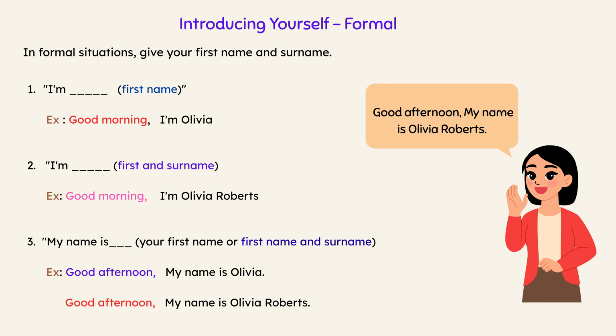Now let's see how to introduce yourself in formal situations. In professional or polite settings, it's best to use your full name or first name clearly. You can say, I am Olivia, just your first name. Or, I am Olivia Roberts, your first and last name. You can also say, my name is Olivia, or my name is Olivia Roberts. These phrases are perfect for job interviews, meetings, or when you meet someone for the first time in a formal setting.